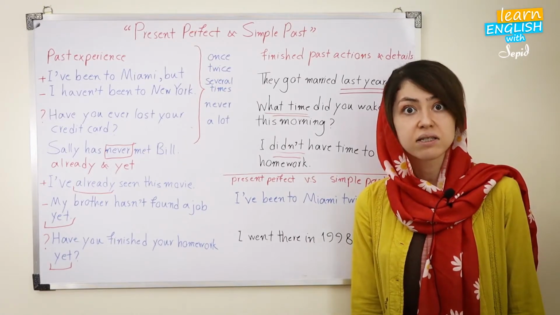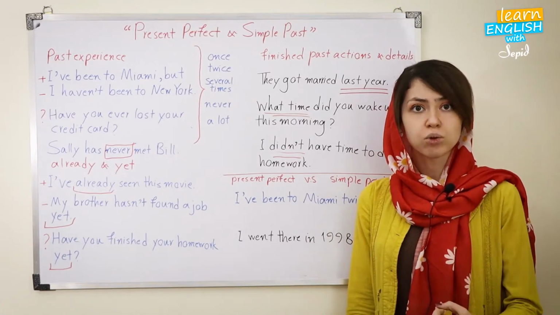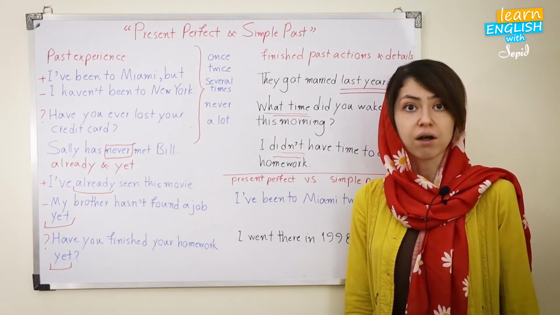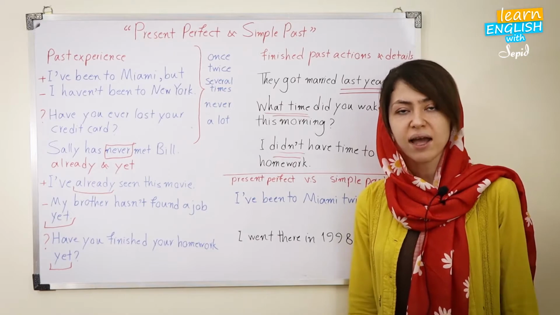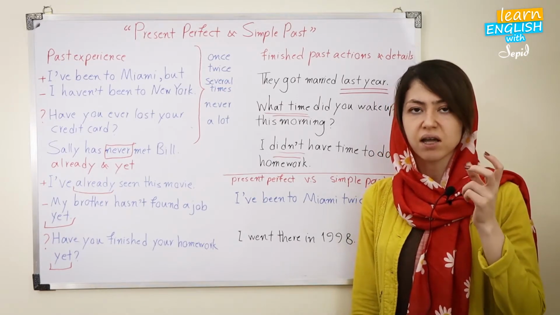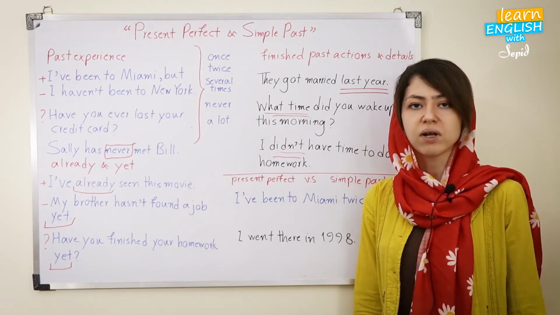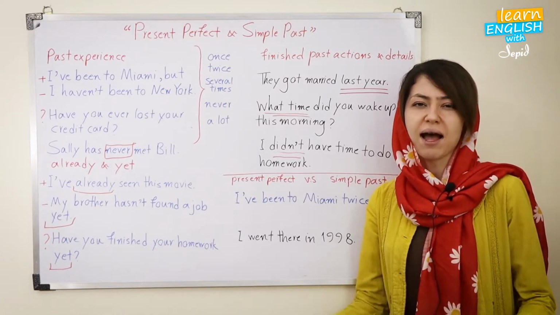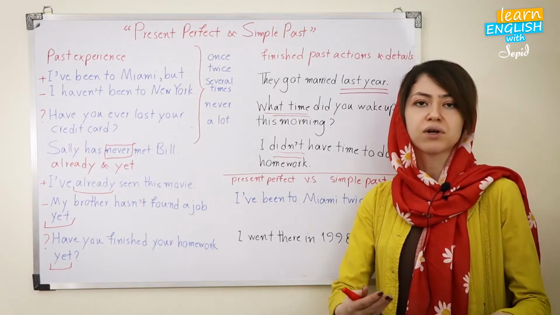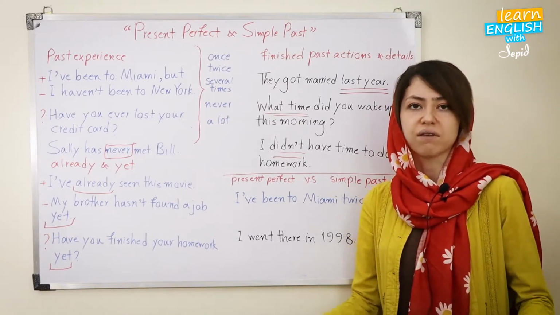But I haven't done my homework. Now you are in the class, I want to check your homework, okay? And you say, I haven't done my homework. But you're at home and you're just reporting to your friend, okay? You're talking to your friend on the phone and you say, I didn't have time to do my homework. Okay, so it's a past action and it's not important for your friend to know the result of that.